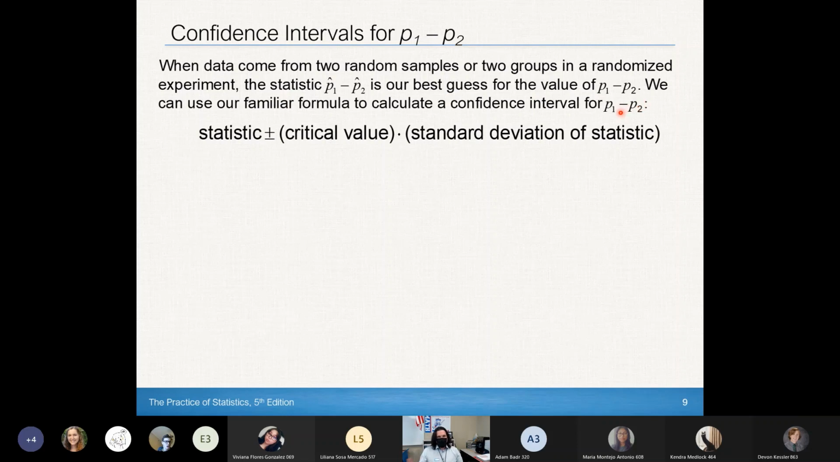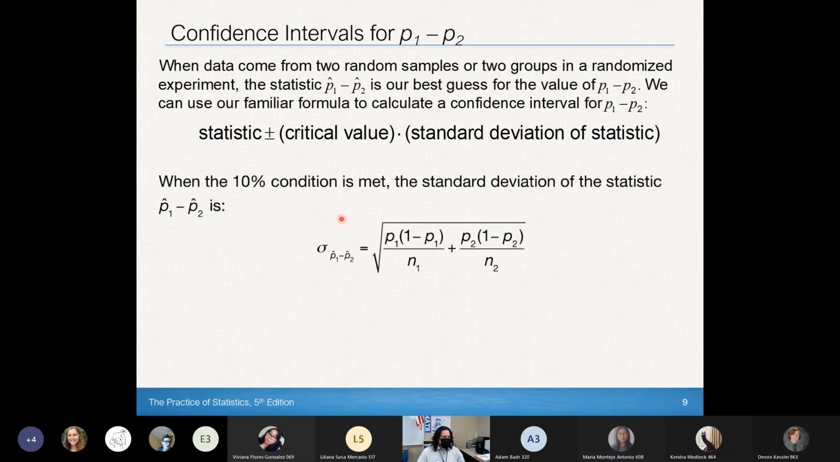Remember in chapters 8 and 9, when we're doing confidence intervals and significance tests, we do not know the value of the parameter. When we're doing a sampling distribution, we typically are given the value of the parameter. In these new cases, confidence intervals and significance tests, we don't know. So we're estimating. We can use our familiar formula to calculate a confidence interval for p1 minus p2. We get statistic plus or minus critical value times the standard deviation of the statistic.